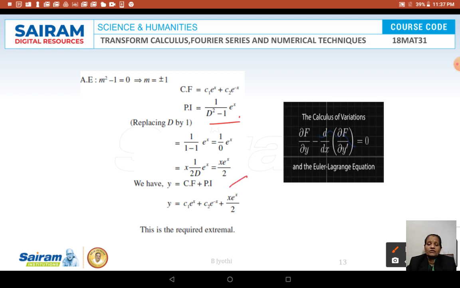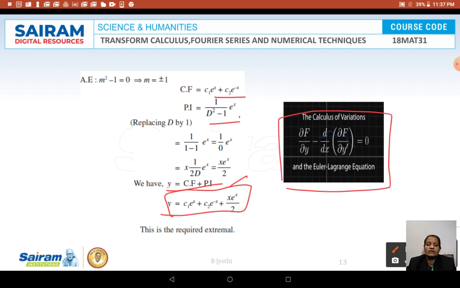So we got the particular integral and the complementary function. The solution consists of CF plus PI. Therefore, this is the required solution, or the required extremal. So in the calculus of variations, this is Euler's equation, which needs to be remembered.